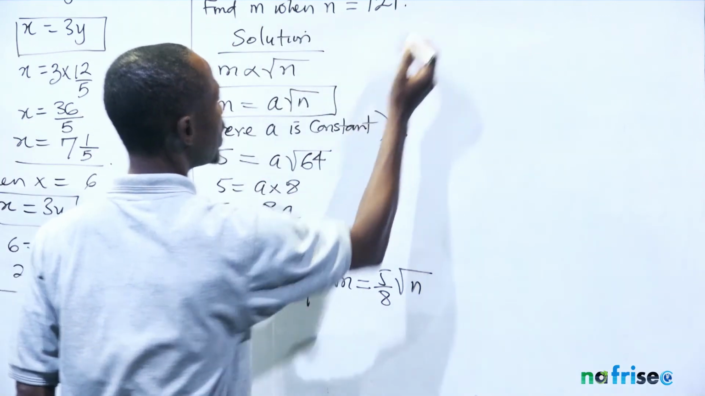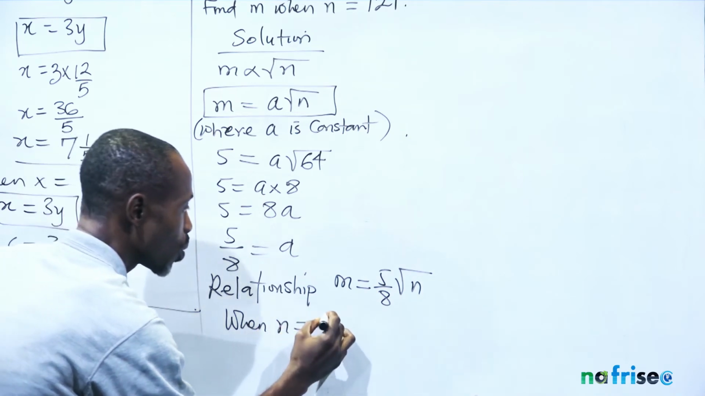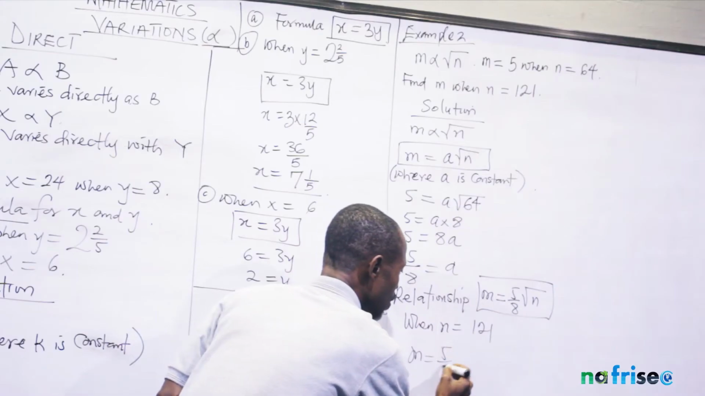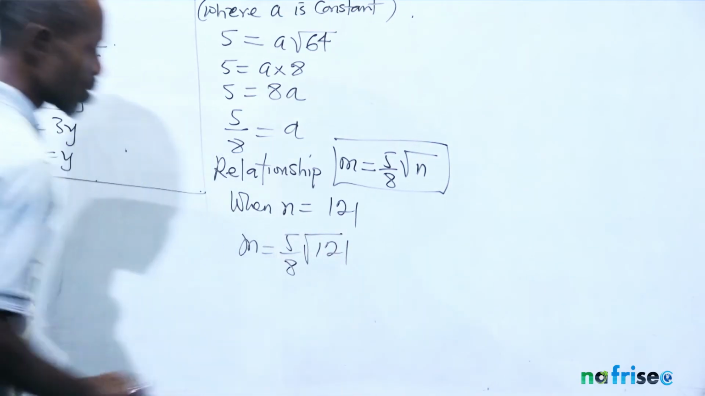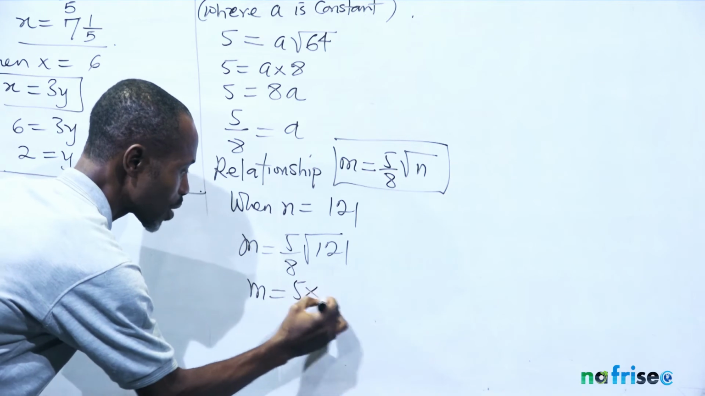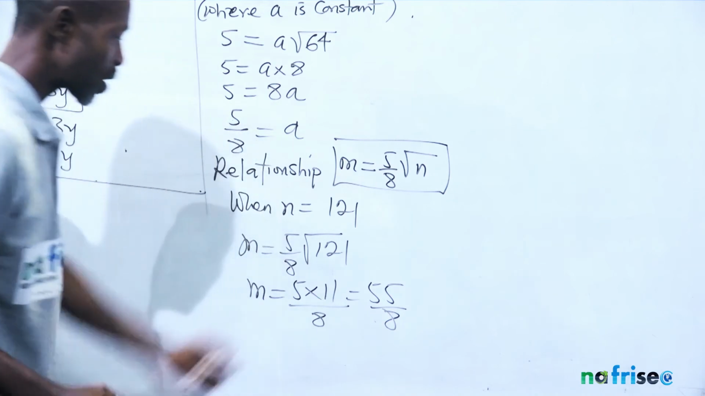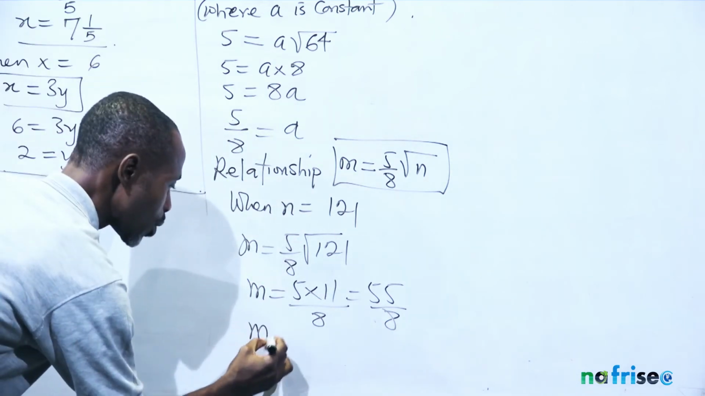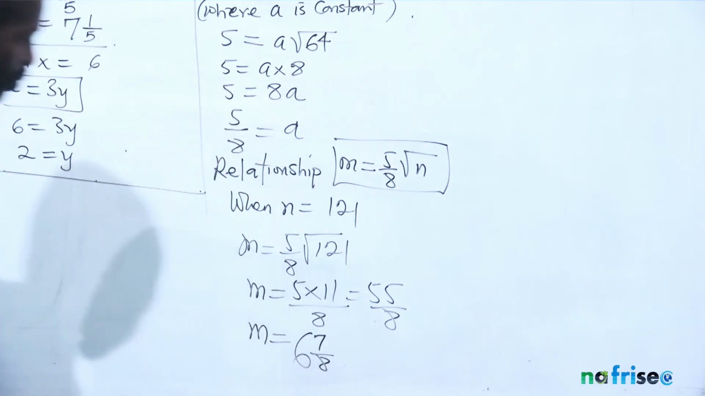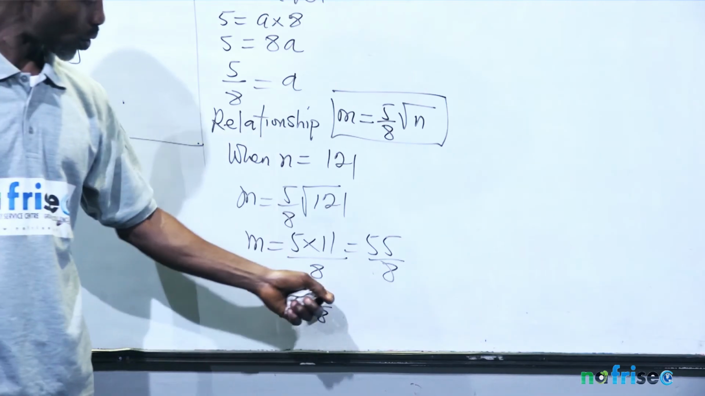Say find m when n is 121. Then you come over here and say, okay, when n equals 121, from the relationship established, m equals 5 over 8 root 121. What's the square root of 121? That should be 11. So m equals 5 times 11 over 8, which is 55 over 8. If you divide by 8, m gives you 6 whole number 7 over 8. That's a mixed fraction. 8 times 6 is 48. 48 plus 7 should give us 55.